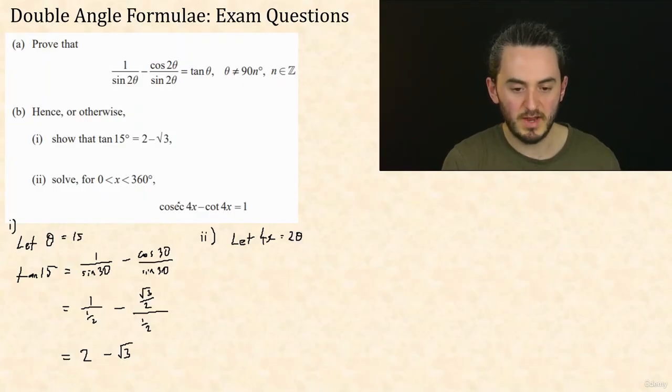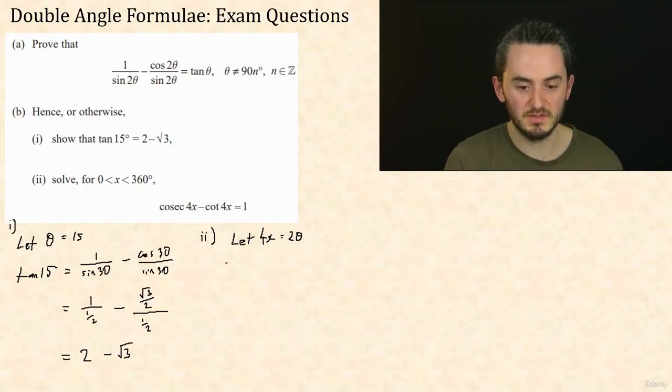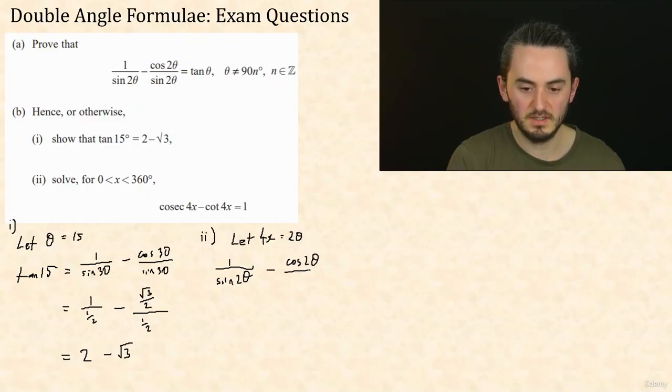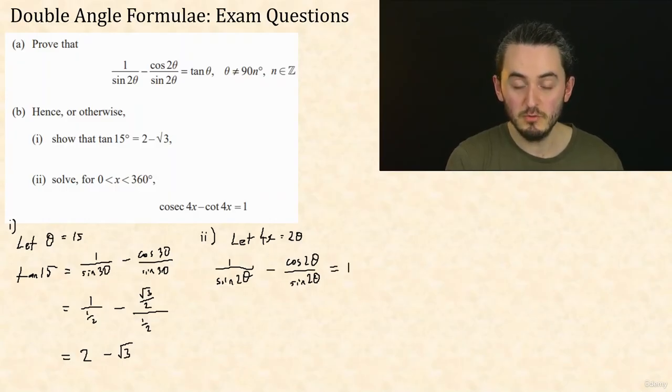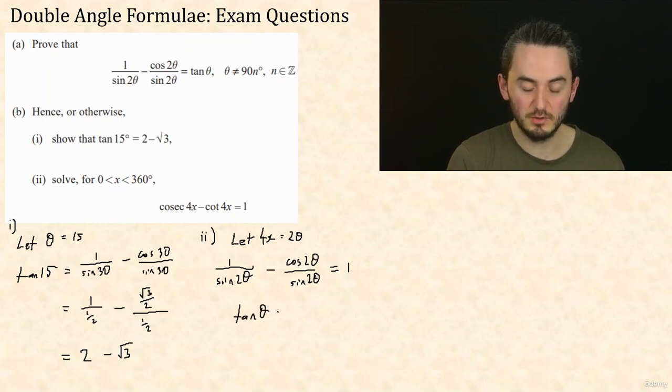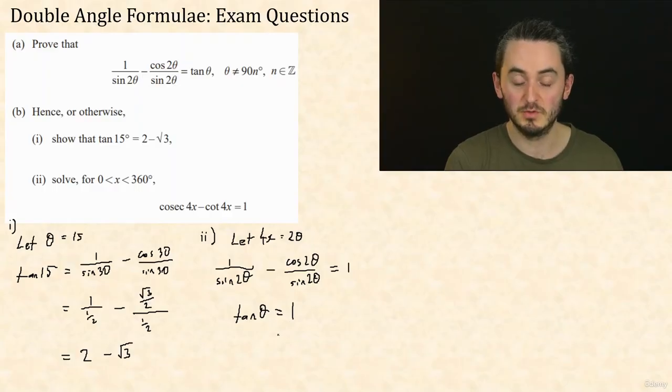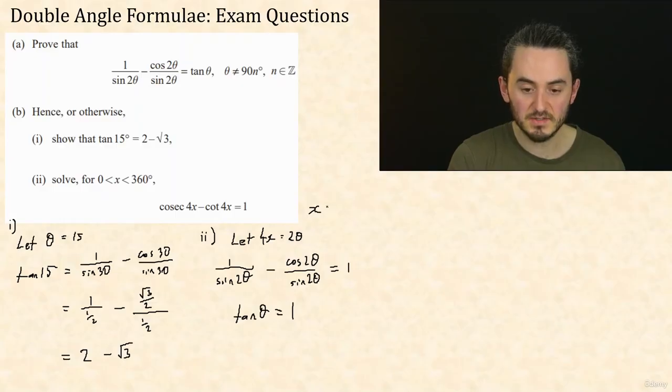So now what we've actually got on the left-hand side here is 1 over sine 2 theta minus cos 2 theta over sine 2 theta. We just have exactly what we wanted, and we're now trying to solve when is that equal to 1. But we've just proved that this left-hand side is the same as tan theta. So I'm trying to solve when is tan theta equal to 1. Bearing in mind that for us 4x is 2 theta, which means that 2x is theta.